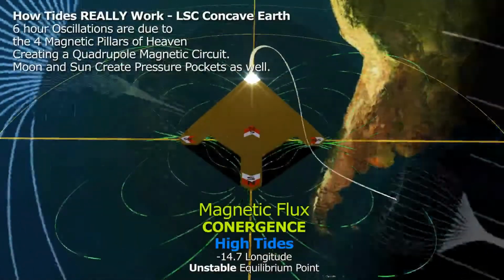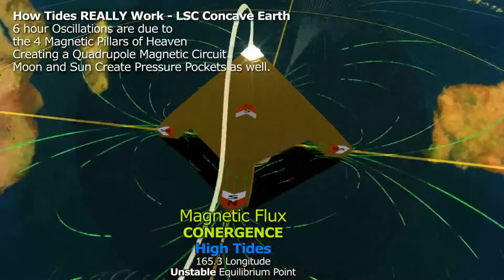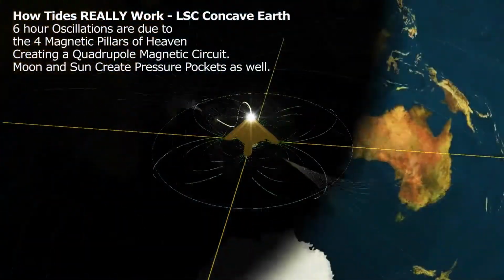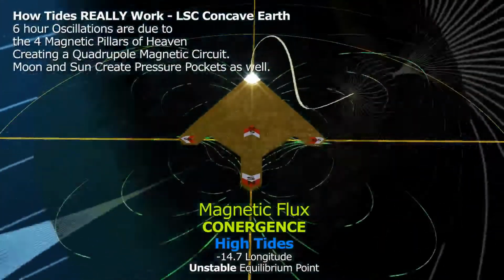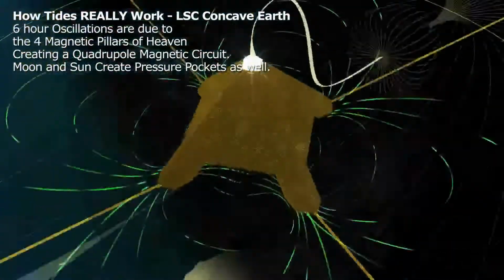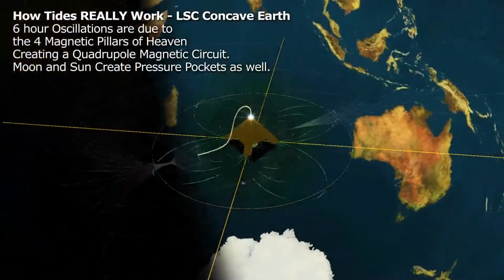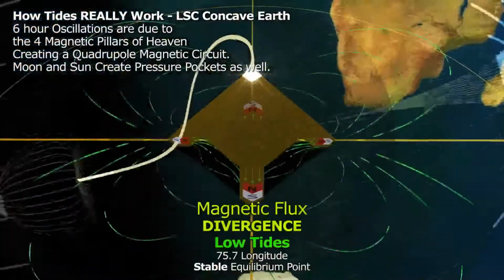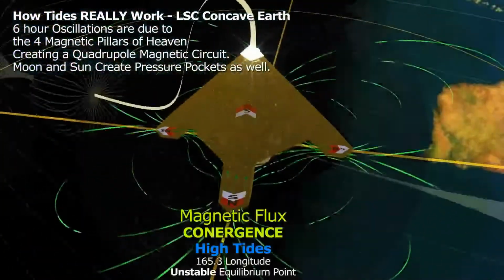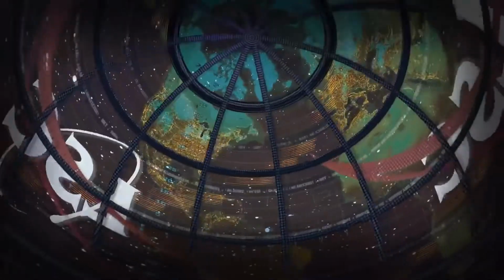But yeah, this coincides perfectly with understanding what's really happening with the tides within the Earth. And the moon and the sun do play a factor in that. But for the most part, the low areas and high areas are being created because we have a quadruple magnetic current within the pillars of heaven, within the Earth, within the concavity of the Earth. That's the only way it can work, guys. That's the only way it can work.